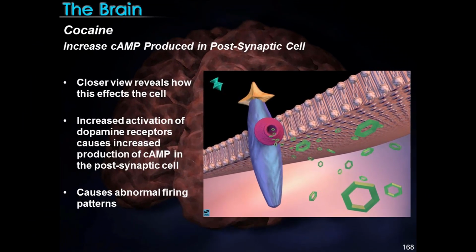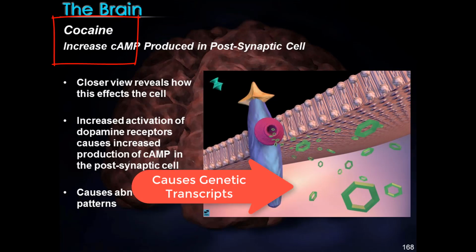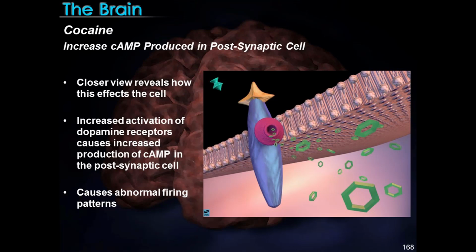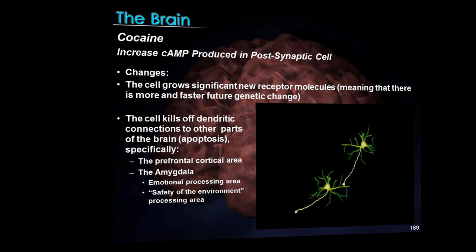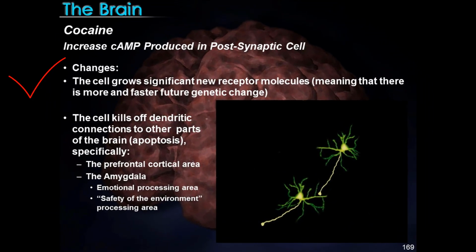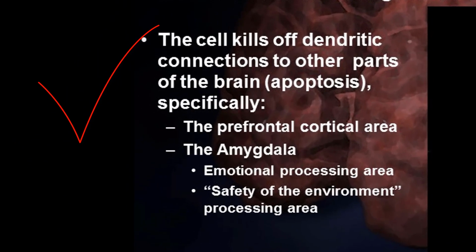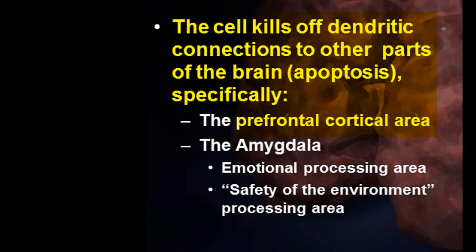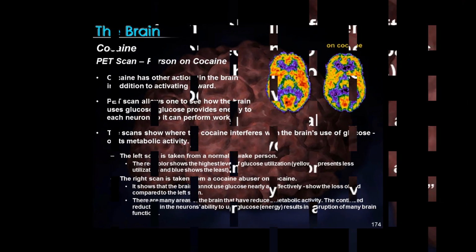But as it does that, we see the G protein bind, and we also see cyclic adenosine monophosphate formed, which forms second messengers, third, fourth, fifth, sixth, seventh messengers that cause genetic changes to the cell and increase activity associated with doing cocaine and wanting cocaine. So this cyclic adenosine monophosphate changes the cell by causing new receptor molecules, makes it faster when cocaine is present for that particular stimuli, and it also has the ability to kill off dendritic connections to other parts of the brain, mostly the prefrontal cortical area, and also the areas that control the amygdala, which is the part of the brain that then, when not checked and balanced, causes paranoia to emerge.